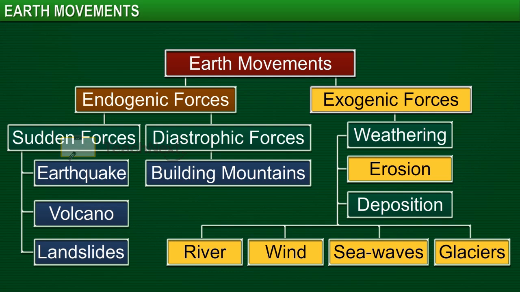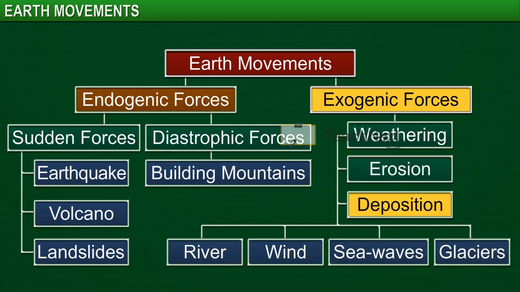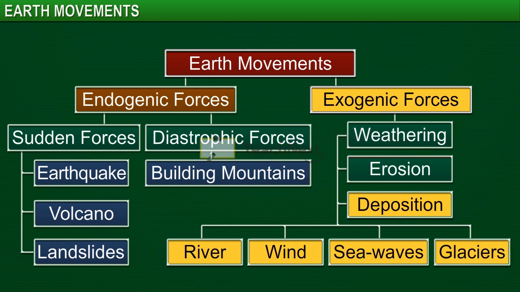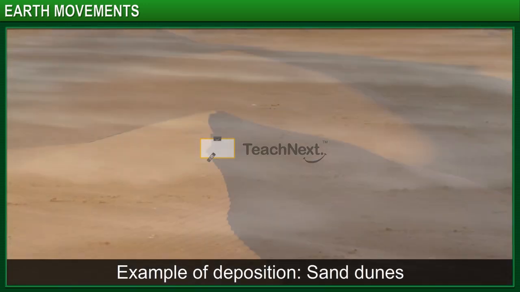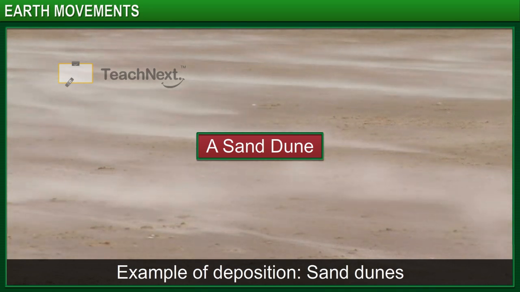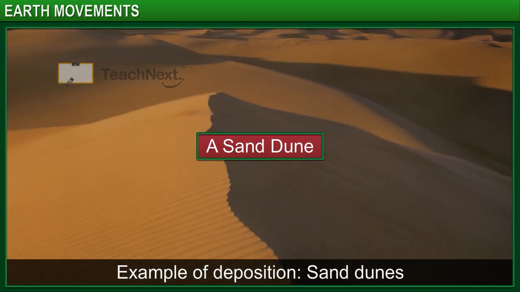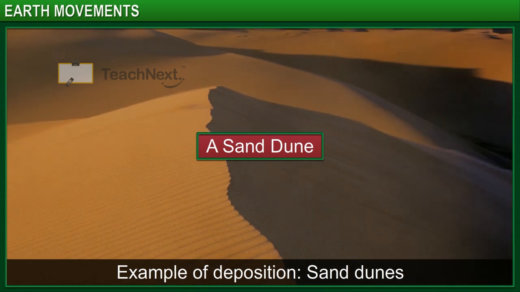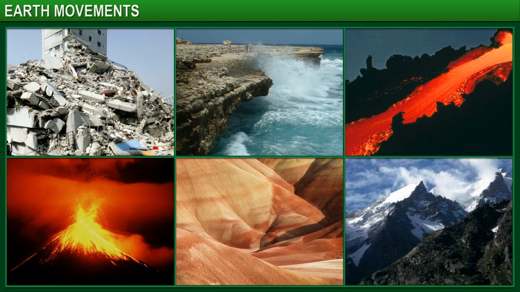Finally, let's look at the process that leads to the rebuilding of the Earth's surface. Deposition. Deposition is also caused by natural agents like wind, water, and glaciers. Sand dunes in deserts are the most common example of deposition. A sand dune is formed when wind blows sand away from one place and deposits its load in another place. You will learn more about the results of various endogenic and exogenic forces and movements in the next modules.